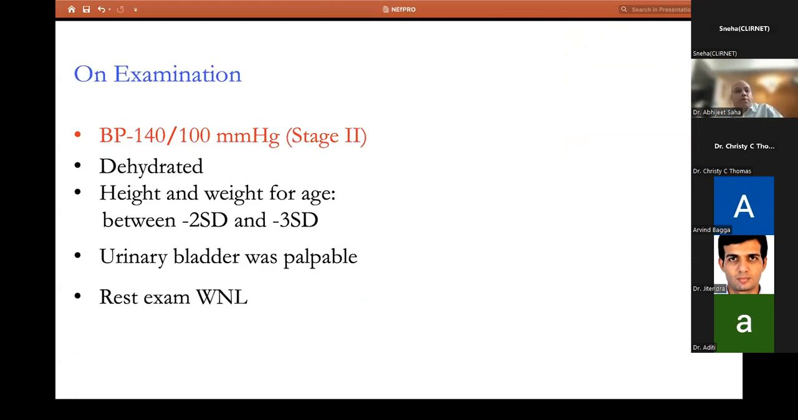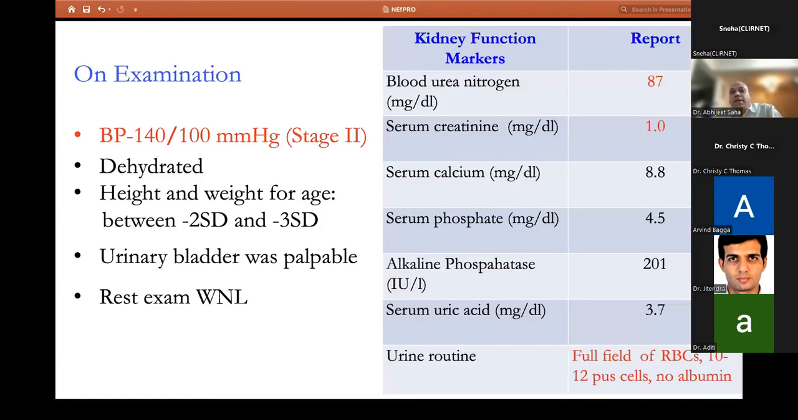So what do you think about the diagnosis, and as akin to the kidney functions, what do you think you are dealing with? You can write in the chat box. So we come to the kidney function markers in this child. The blood urea nitrogen of this child was raised. The serum creatinine was also 1.